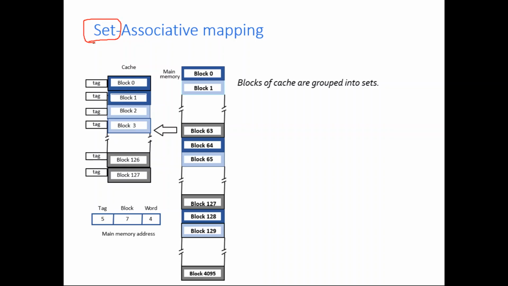Previously we used the term block. What is a block? A block is a collection of words. A set of words we call a block, a collection of words, say W. Now what is a set? A set is a collection of blocks. That's it. So one or more blocks we put together, and call it a set.